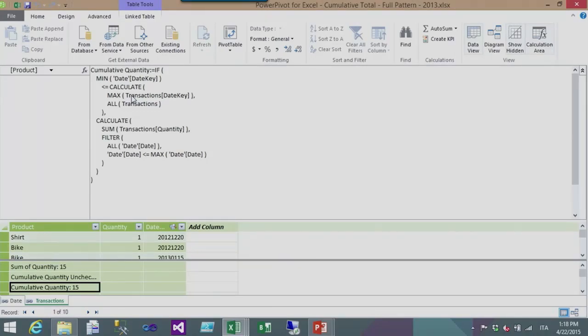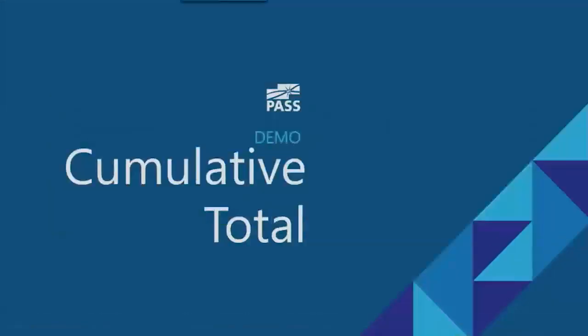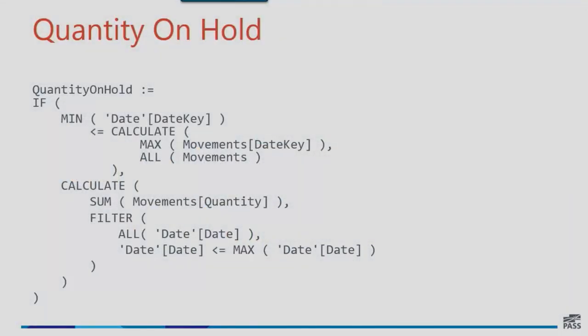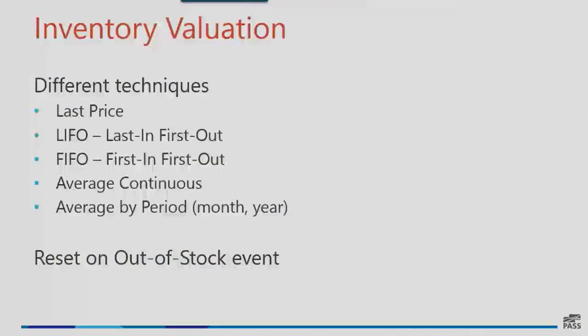Now we solved half of the problem, which is, okay, I want to get the quantity. This is the same measure that I showed you in the Power Pivot model. And now we can approach the real topic of this session, which is, okay, now we want to provide a value to this number.